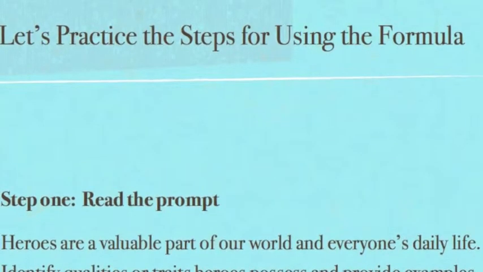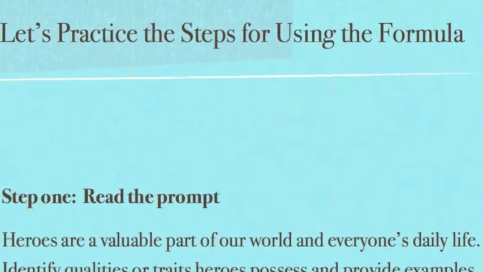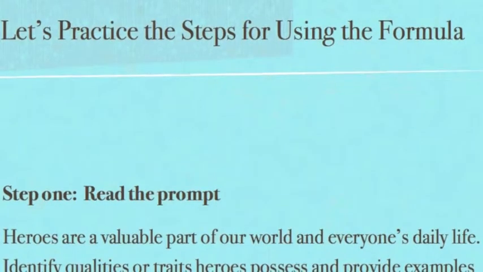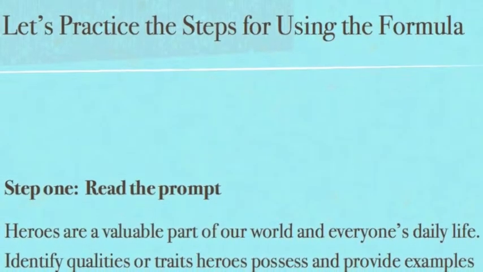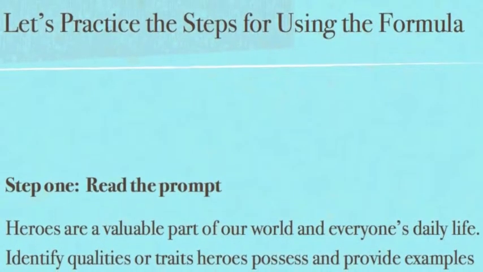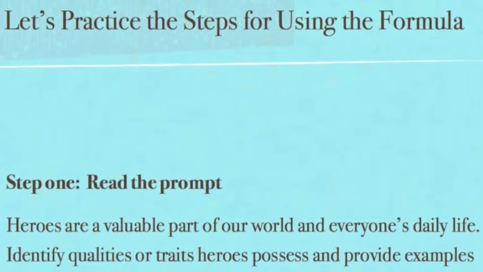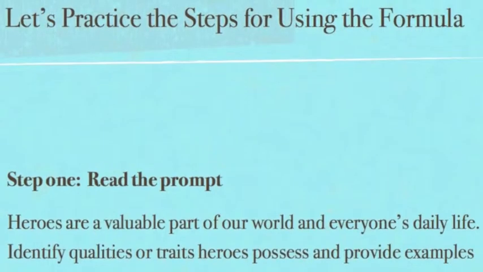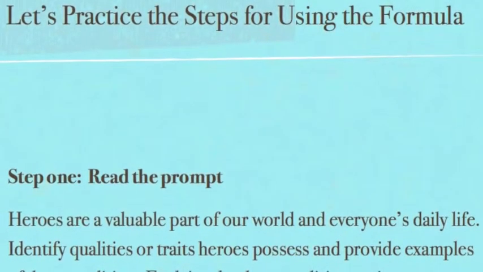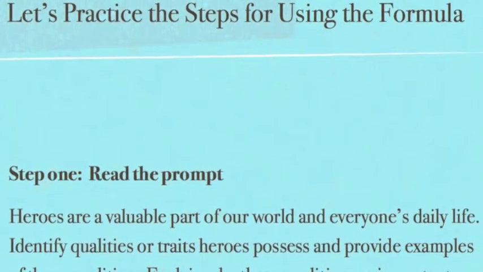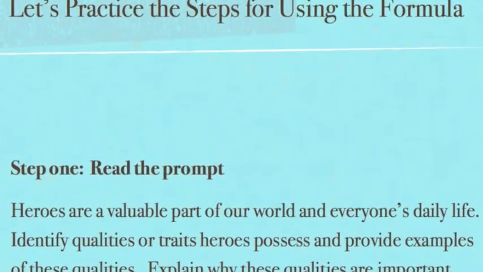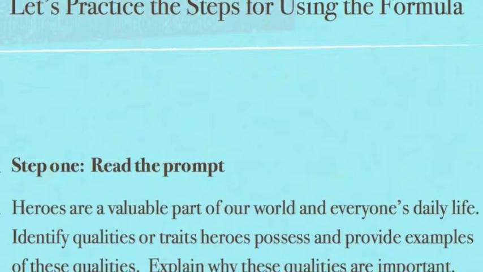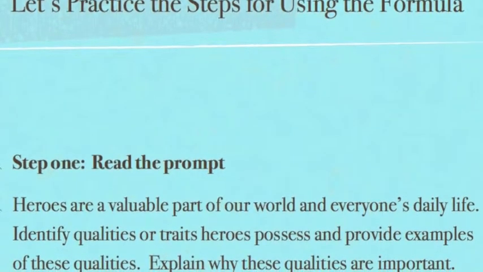So let's look at the steps for applying the formula. Step 1 is to read the prompt. That's all you're going to do. You're just going to take some time to read the prompt and see what the prompt is expecting you to do. It says, heroes are a valuable part of our world and everyone's daily life. Identify qualities or traits heroes possess and provide examples of these qualities. Explain why the qualities are important. And that is all we need to do for the first step.